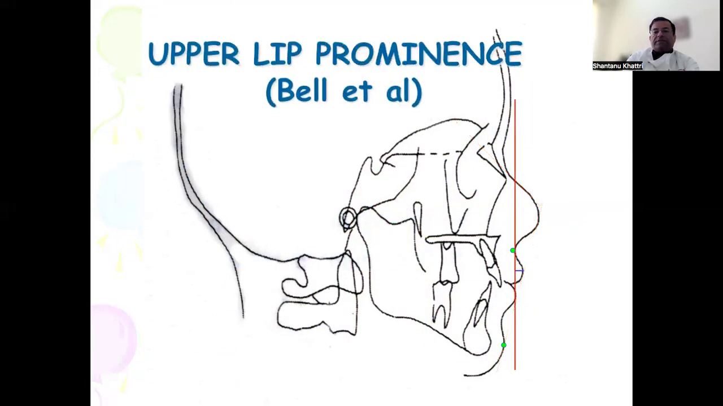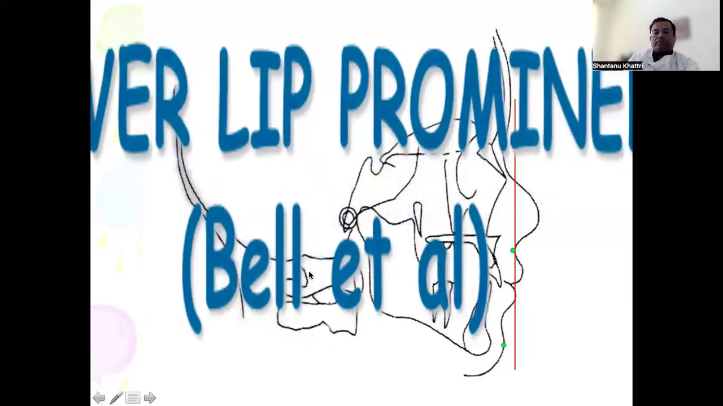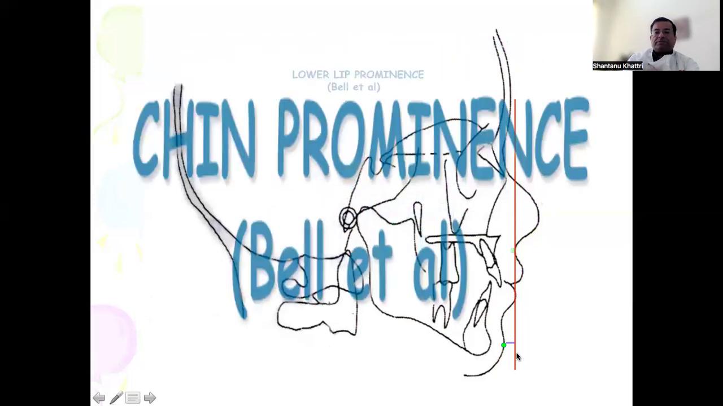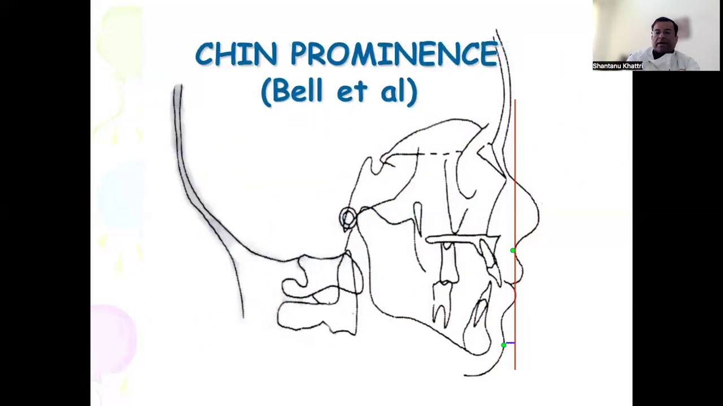Upper lip prominence is measured. A perpendicular line is dropped from the deepest point of the lip, and the upper part of the lip is measured. Similarly, the lower lip is measured. The vertical line is drawn, passing through the deepest point of the nose, and the prominence of the upper lip is measured. And with the same line, we measure the prominence of the chin.